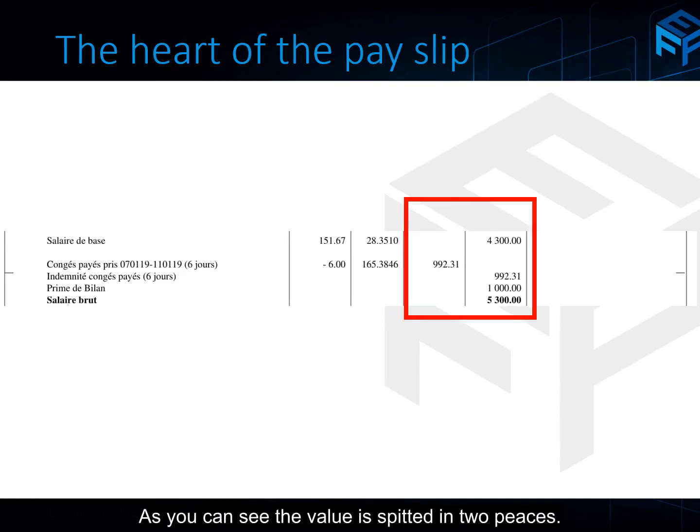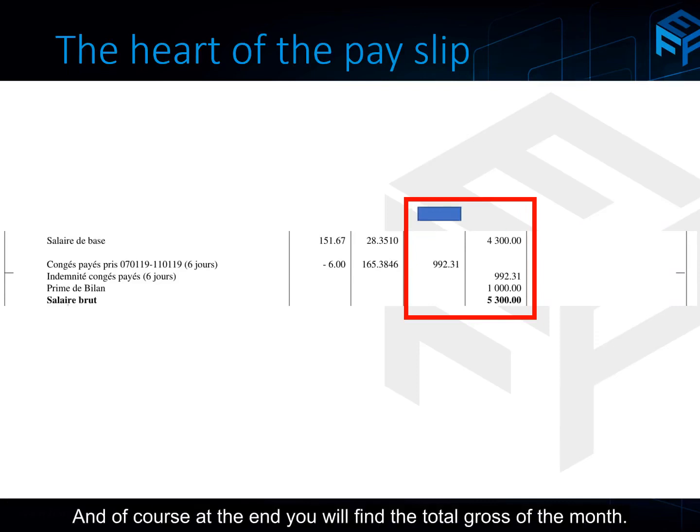As you can see, the value is split in two cases. First, a positive element and then a negative element. And of course, at the end, you'll find the total gross of the month.